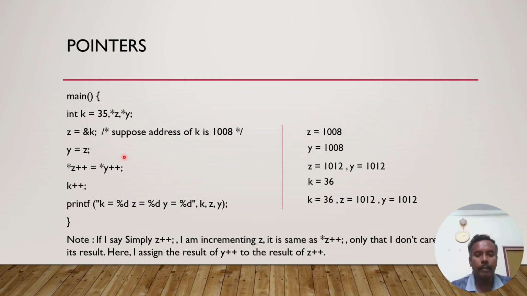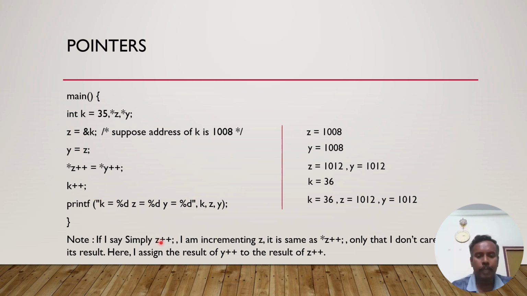Are we incrementing the value of k equal to 35? No, no. Here we are not incrementing the value 35. Here what we are doing is incrementing y plus plus, which means y is a pointer. We are incrementing the pointer, incrementing its address and assigning it to the z address. Here k plus plus is incremented. Then we are printing it.